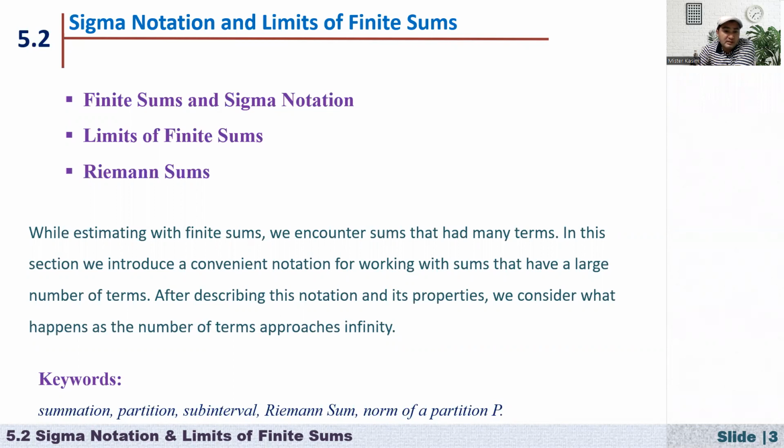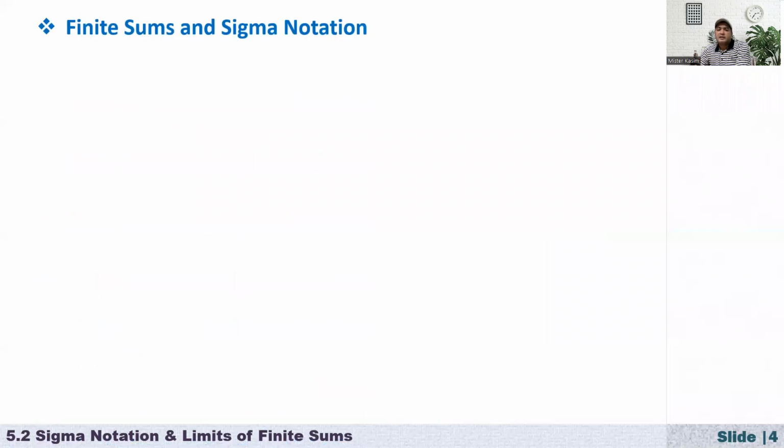Okay, anyway, now we are going to talk about sigma notation and limits of finite sums. So number one, what are finite sums and what is sigma notation? What are the properties of the sigma notation, and limits of finite sums and the Riemann sums? That's what we're going to talk about in this class. Now let's start with the definition of finite sums and sigma notation.